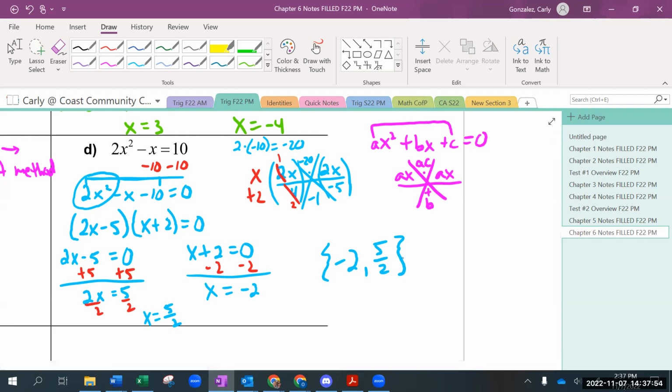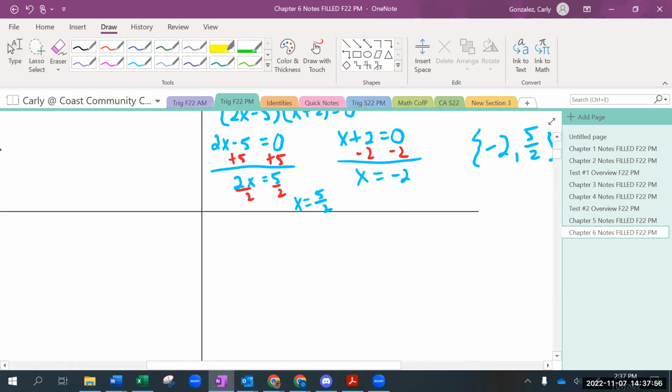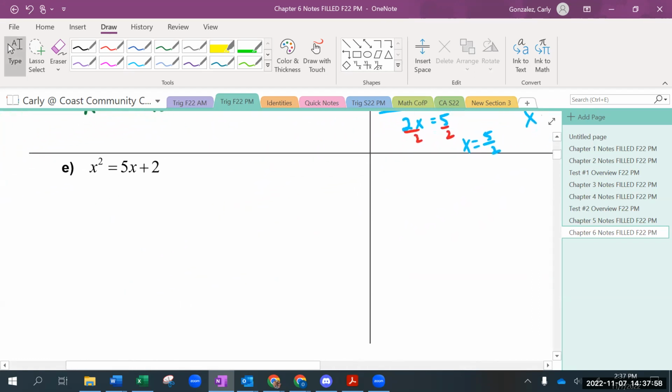All right. So for our last quadratic equation, we're going to go ahead and see what we can do with x squared equals 5x plus 2. So again, since we have an x squared term and just an x term, we're going to set it equal to 0 and try and factor. I'll subtract 5x and 2 from both sides to get x squared minus 5x minus 2 equals 0.